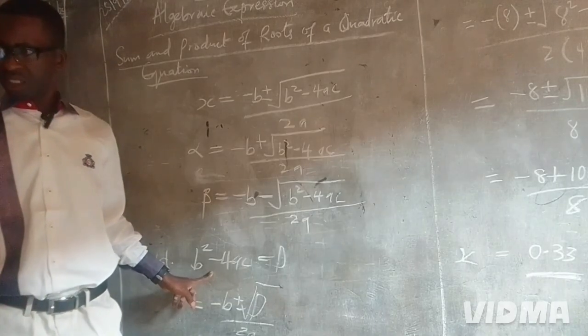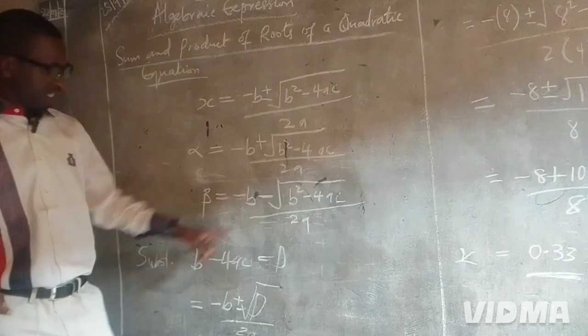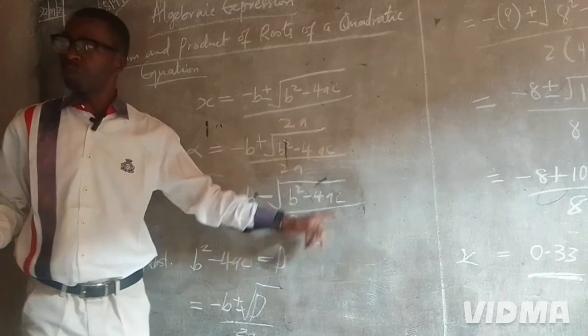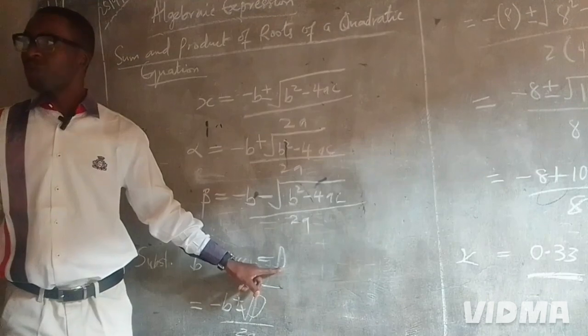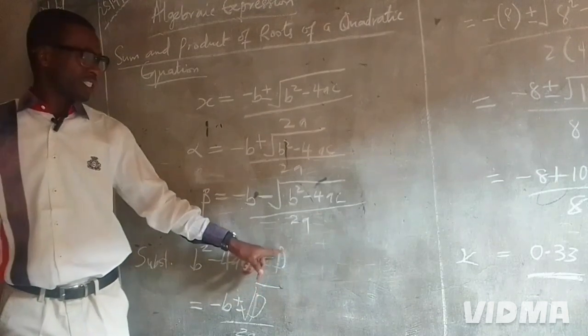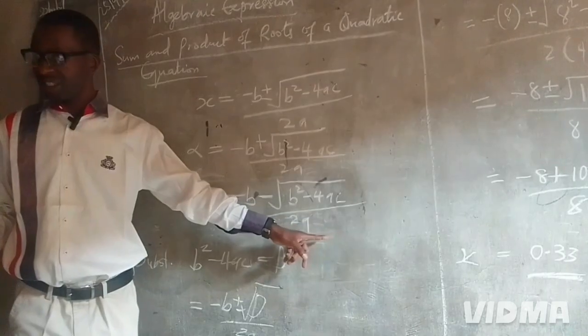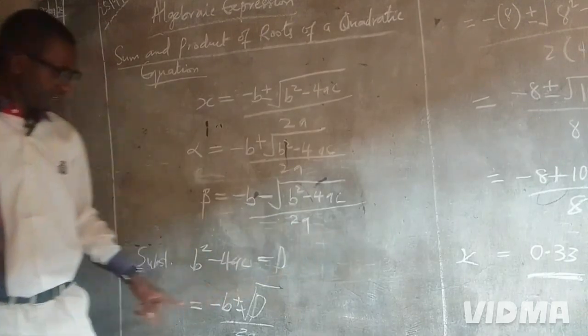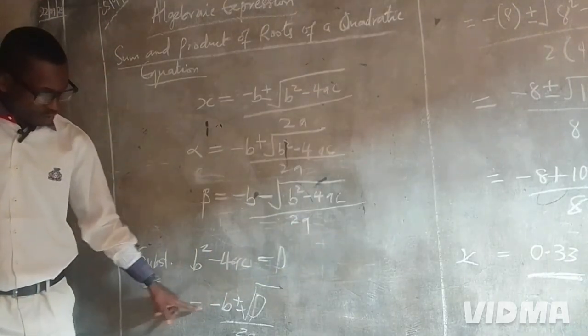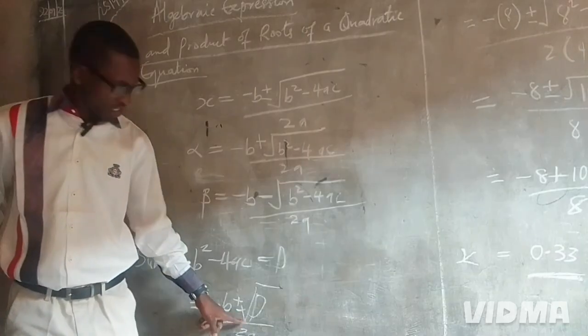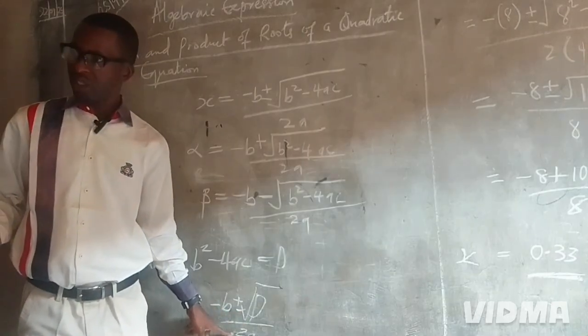Are we good? Did you get it? Anywhere we see b squared minus 4ac, we put capital letter D. So anywhere we have D, we know that what can be substituted for D is b squared minus 4ac. It's the same thing. So that's what we did here. x equals minus b plus or minus square root of D, all over 2a.